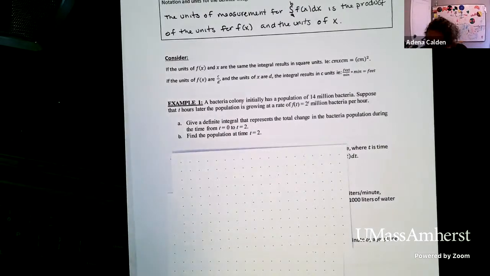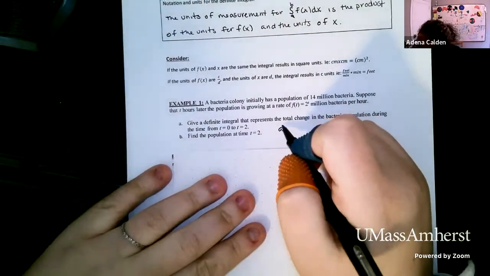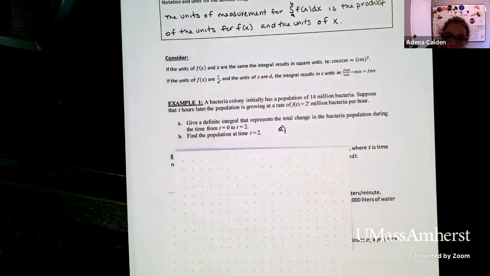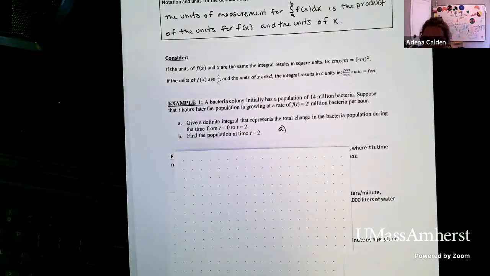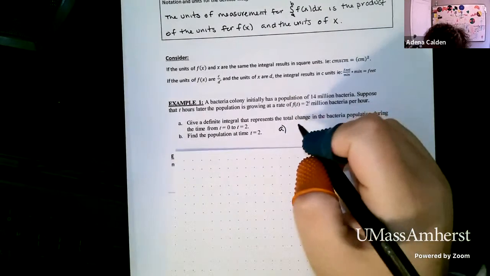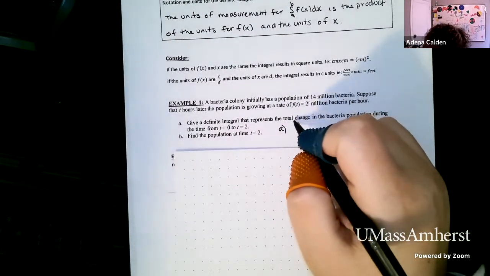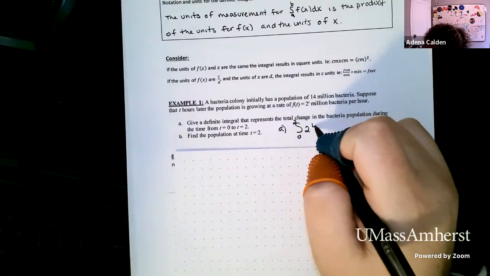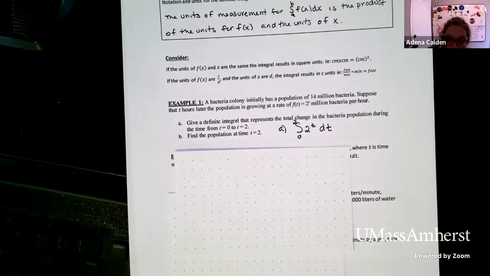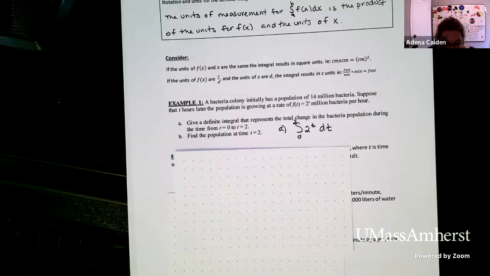For part A, we're setting up an integral that represents the total change of bacteria. If we want to know how much the bacteria population changes, we need to integrate the rate at which the bacteria is changing. So here we have an integral from 0 to 2, integrating our rate, 2 to the t dt. This is the integral that represents the total change from time equals 0 to time equals 2. You can calculate this in part A or part B, it doesn't really matter.